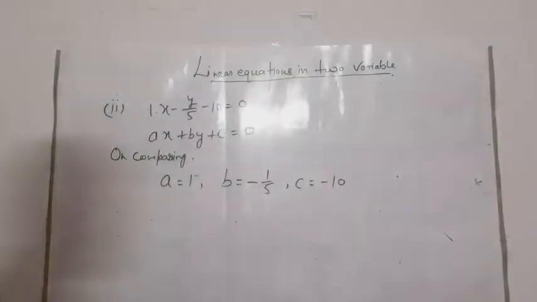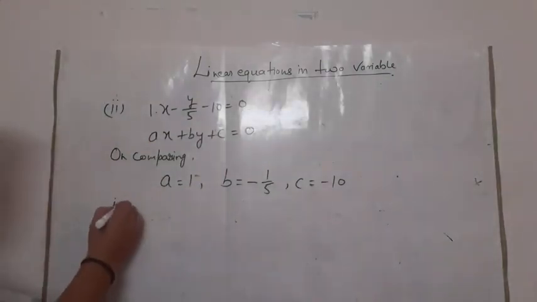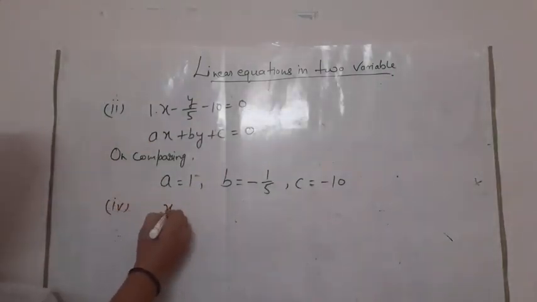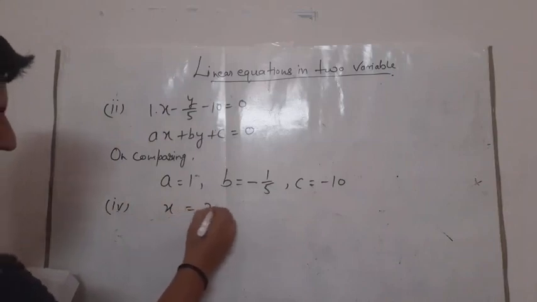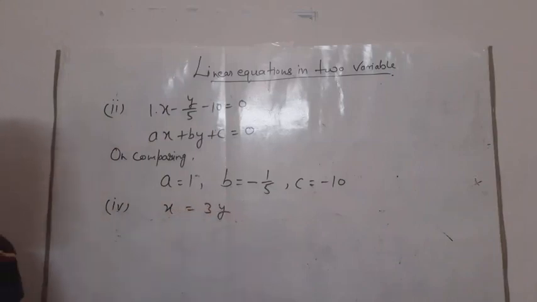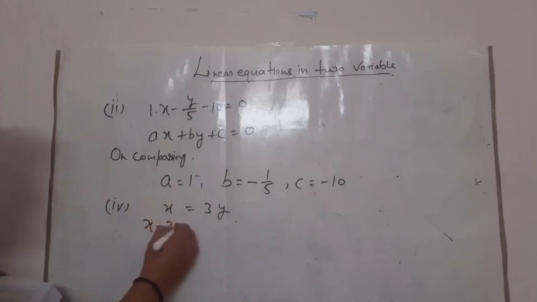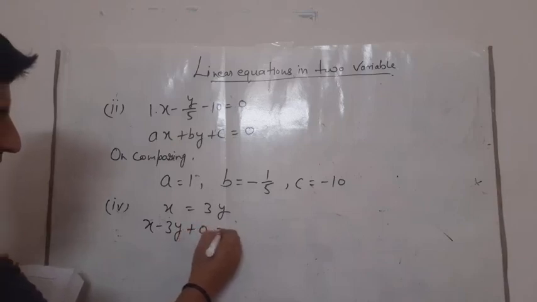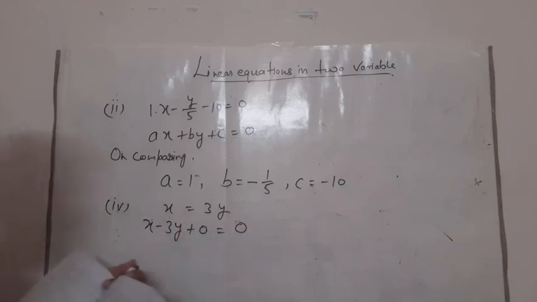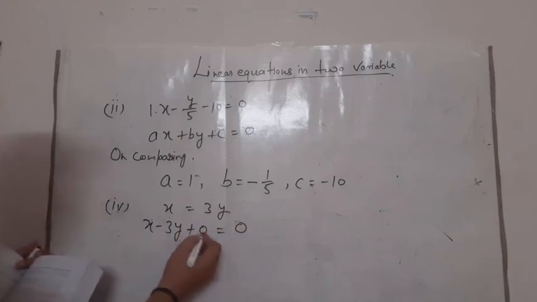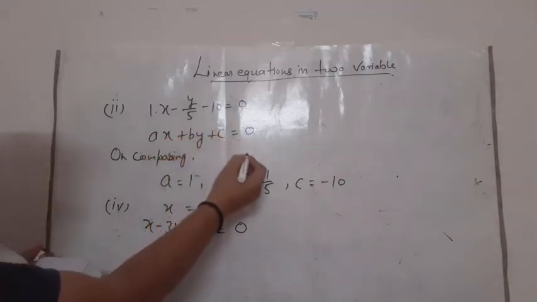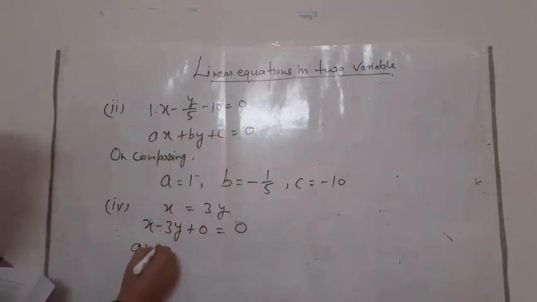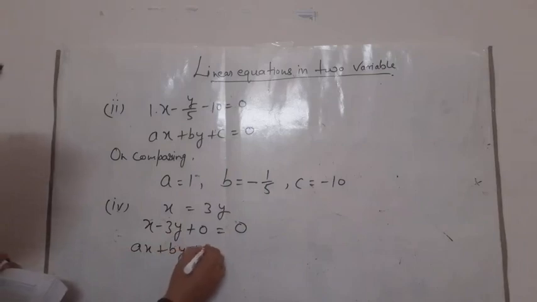Fourth one. Now the fourth is something different. X is equal to 3y. First write it in the form of equation. So we can do it x minus 3y plus 0 is equal to 0. Why have I written 0 here? Because we have to compare it with ax plus by plus c. So again comparing ax plus by plus c is equal to 0.